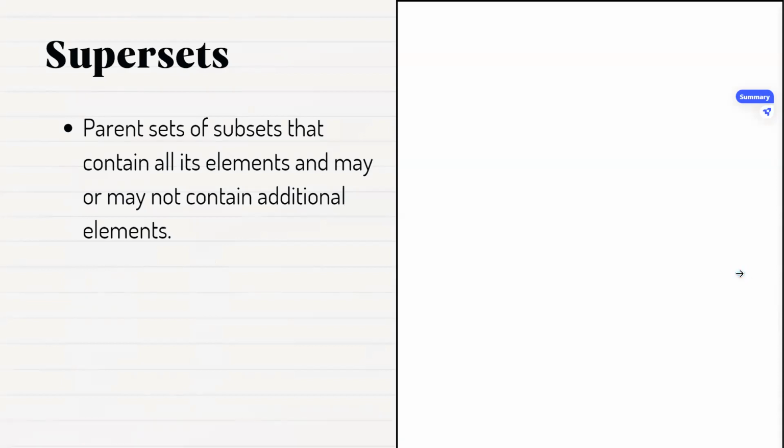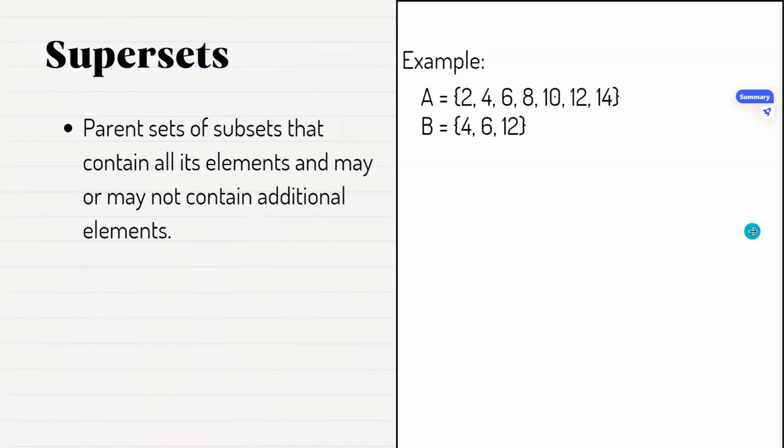And moving on to supersets. Supersets are parent sets of subsets that contain all its elements and may or may not contain additional elements. For instance, set A has the values 2, 4, 6, 8, 10, 12, and 14. On the other hand, set B has the elements 4, 6, and 12.